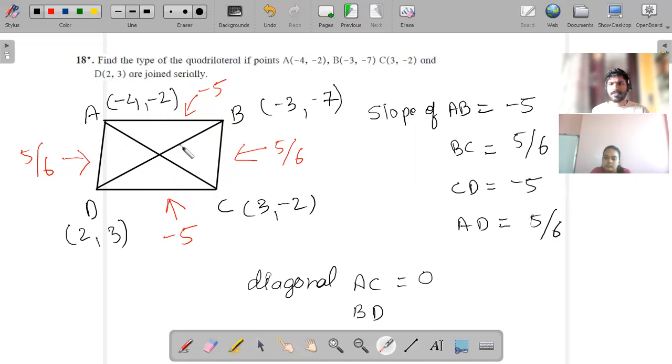So what type of figure is this? Rectangle or parallelogram? Parallelogram. When all opposite sides have the same length, then you say it is a rectangle. But here they have just asked us to find out what type of quadrilateral it is. So we can say that this is a parallelogram because opposite sides are parallel to each other. Is this clear? Yes. Okay, so write it down.